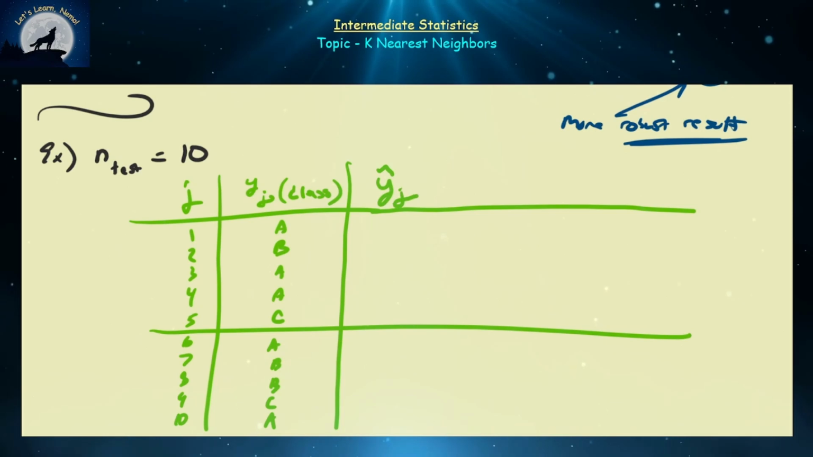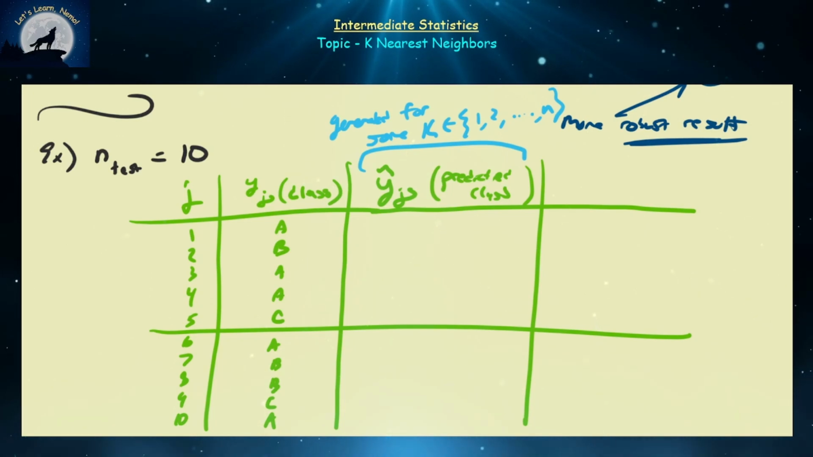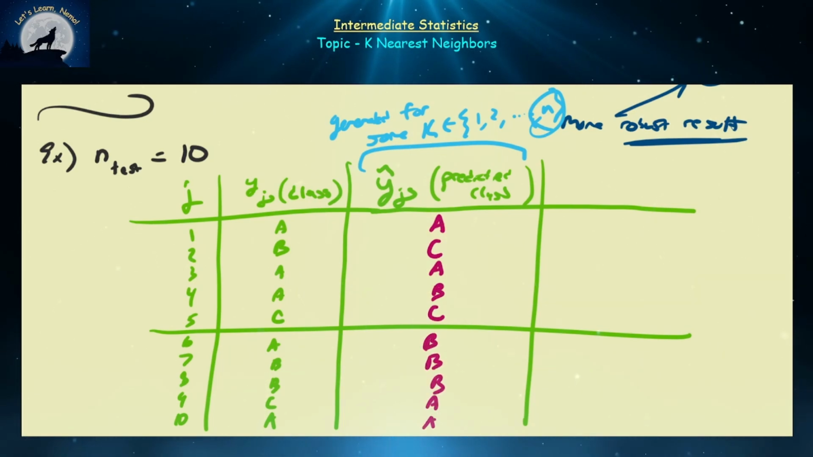And then what we're going to have here is our y hat j. These obviously represent our predicted classes. And we would hope that for the k that we choose, we're going to have a 100% match to the true classes. So these values are going to be generated for some k from 1, 2, down to n. And actually, you're not just going to do it for one, you're going to do it for all. And then you see where the computationally expensive things lie. And obviously, with a larger value of n, you probably don't want to go from 1 to n. Maybe you just want to go from 10% of n to 90% of n, or some range that you think is appropriate. Right? So let's assume that the predicted classes under k nearest neighbors were a, c, a, b, c, and let's assume the rest are b, b, b, a, respectively.